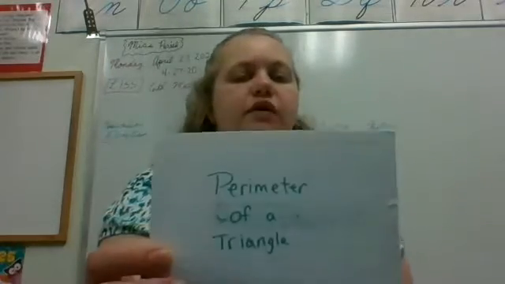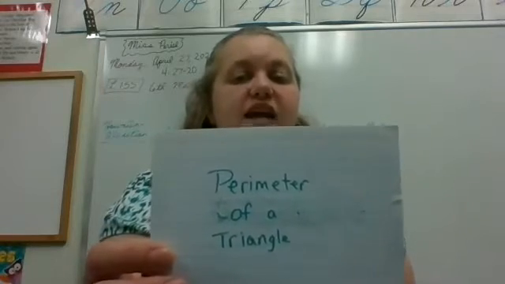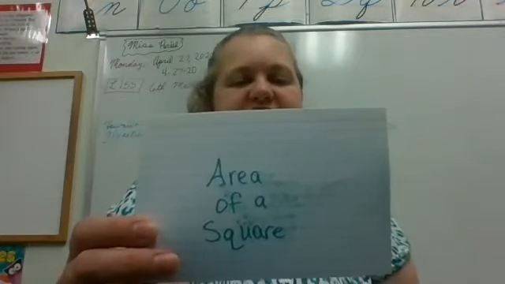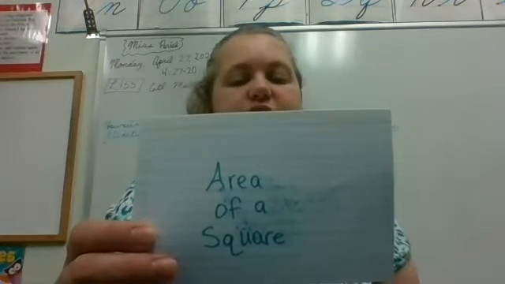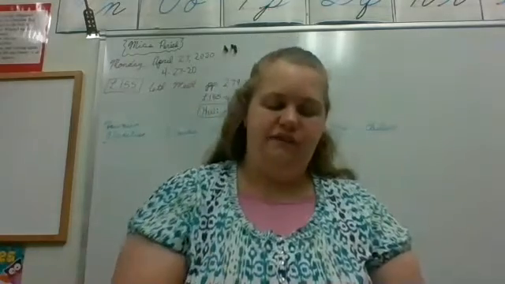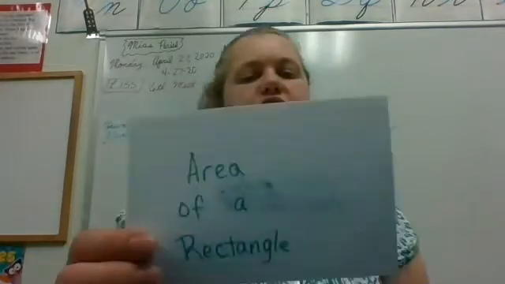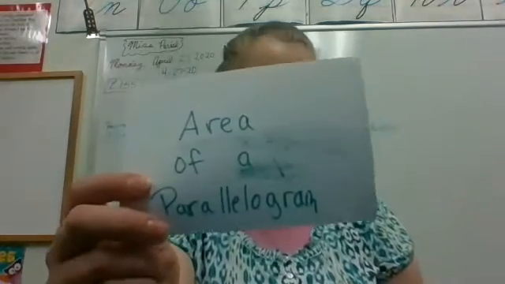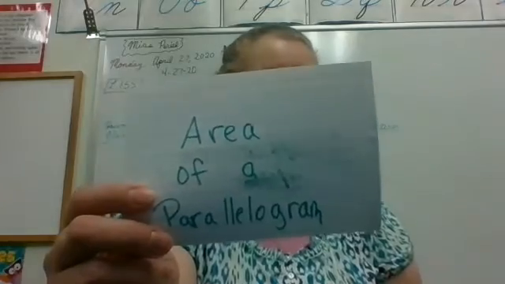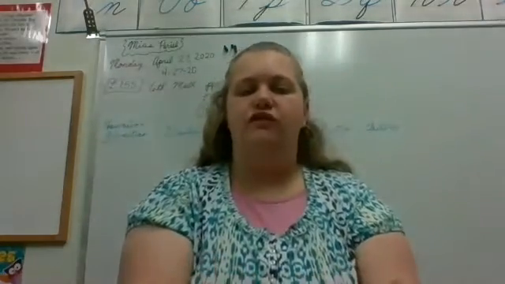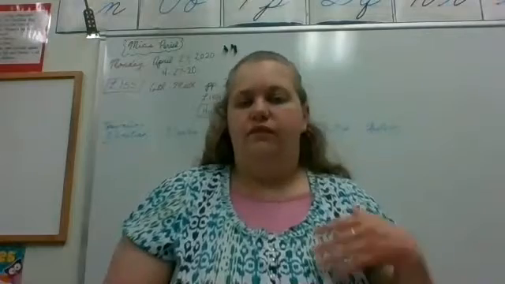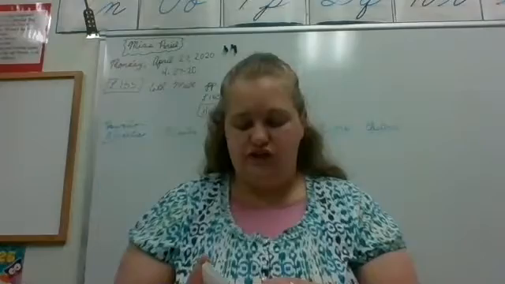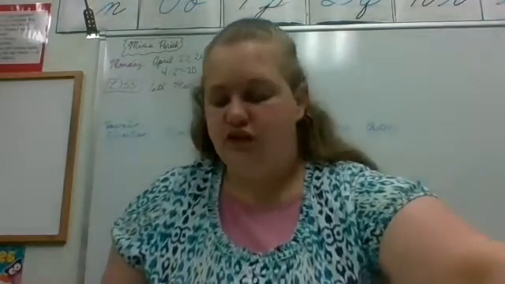All right, what about the perimeter of a triangle? P equals A plus B plus C. Very good. Area of a square. A equals side squared, or S times S, side times side. Area of a rectangle. A equals L times W. And area of a parallelogram. A equals B times H or L times W. Okay, parallelogram is very close to a rectangle, so the letters don't necessarily matter as much. You can interchange those, but it is important to make sure you have that in there.